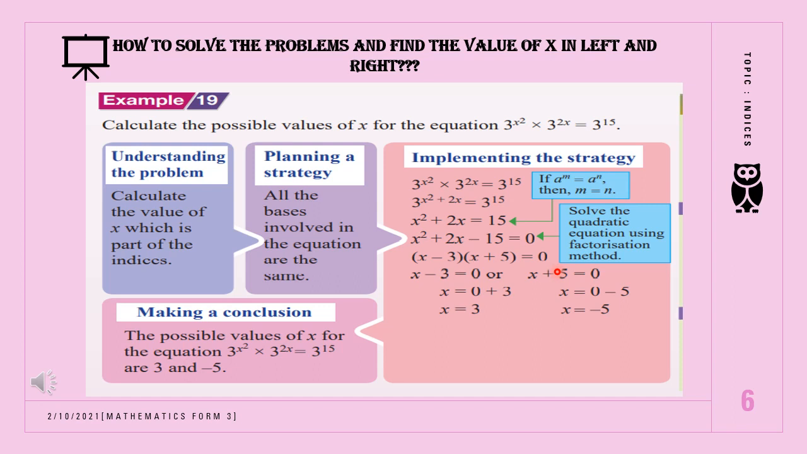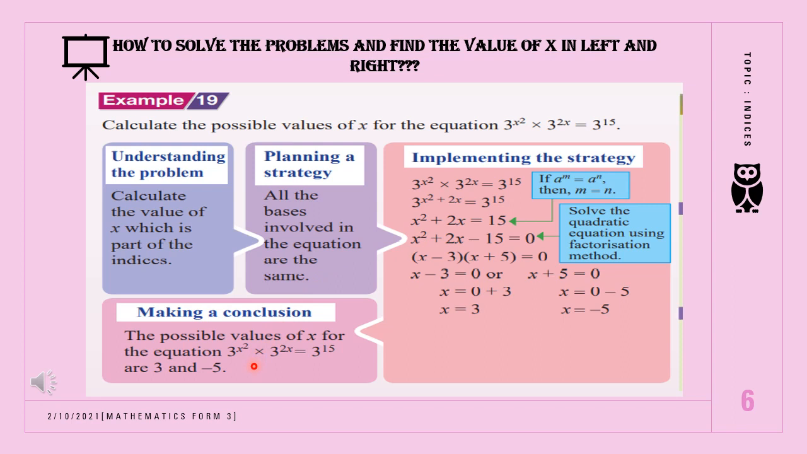For this one, you need to solve the quadratic equation using the factorization method. I hope you already remember the factorization method. So the answer will be x minus 3 times x plus 5 equal to 0. You see it has two equations, right? So you can write down the answer for the left and the answer for the right.